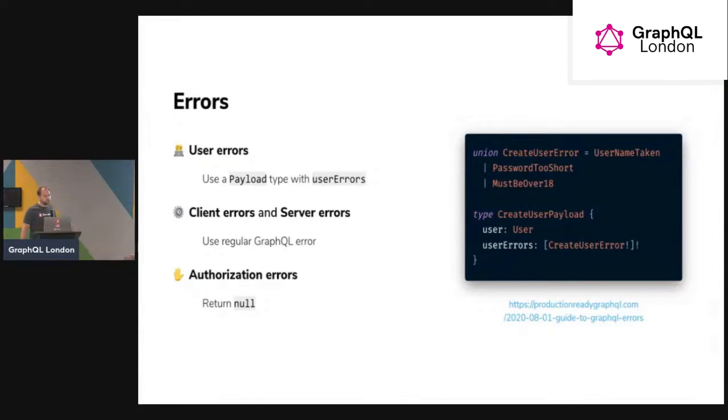And then finally, for authorization errors, basically saying this thing, you're not allowed to see it, return null. You could return a particular not authorized error, but that means that you are actually revealing the fact that the thing exists, right? So better to just return null and pretend that it doesn't exist, because that user is not supposed to know that it exists.